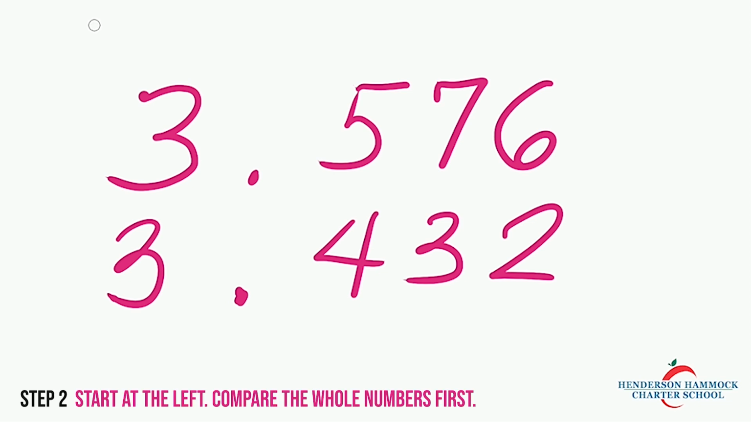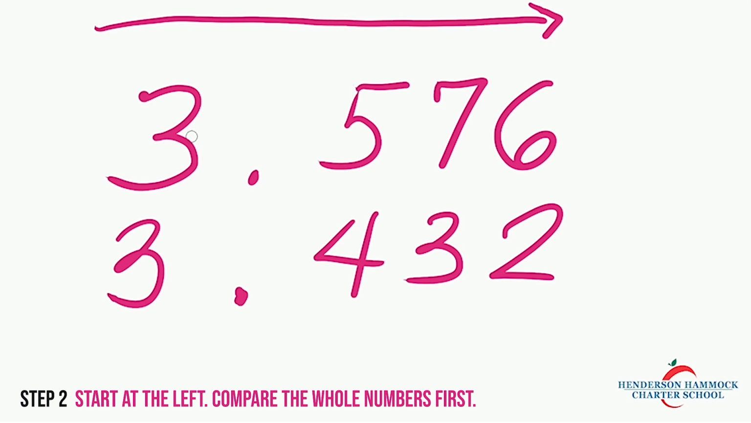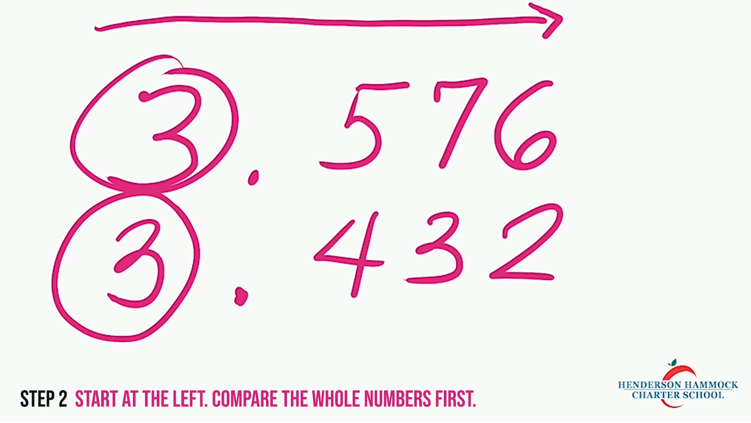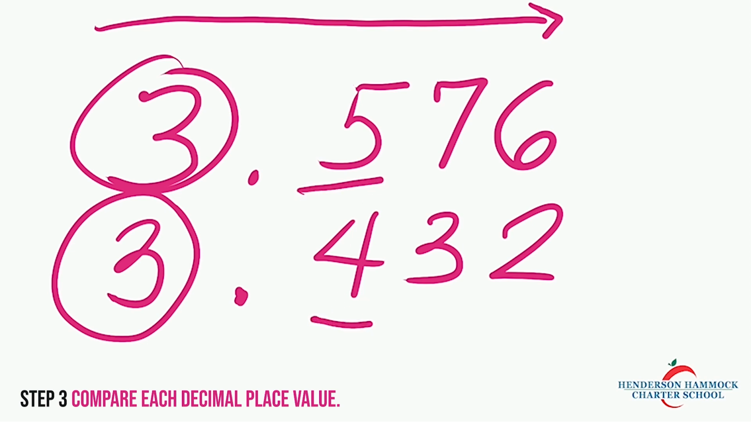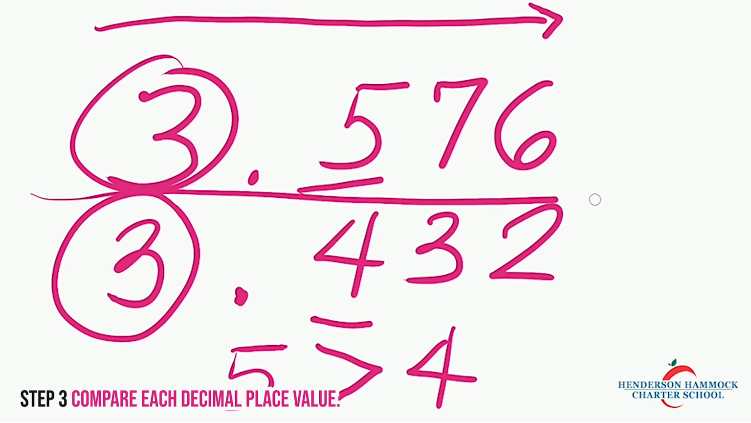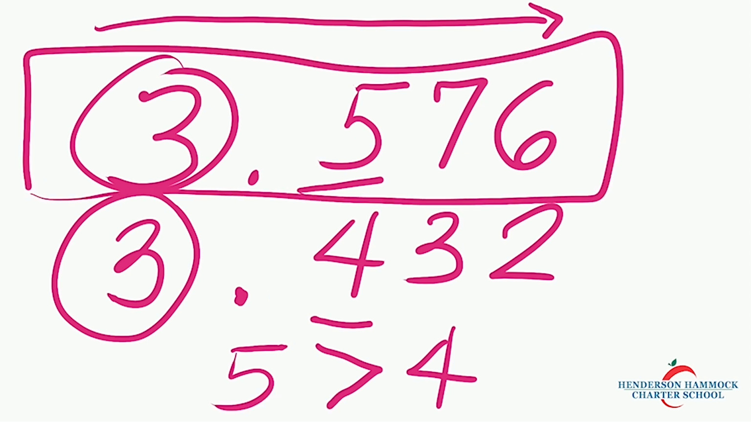Step 2. We have to look left to right. Compare the whole numbers first. So we have here a 3 and a 3. If the whole numbers are the same, we have to go to the next digits. We have here a 5 and a 4. Which is greater, a 5 or a 4? Of course, 5 is greater than a 4. So this is automatically greater.